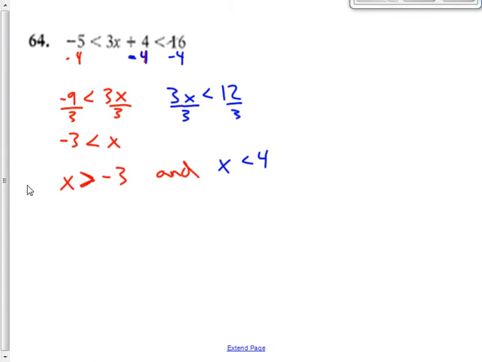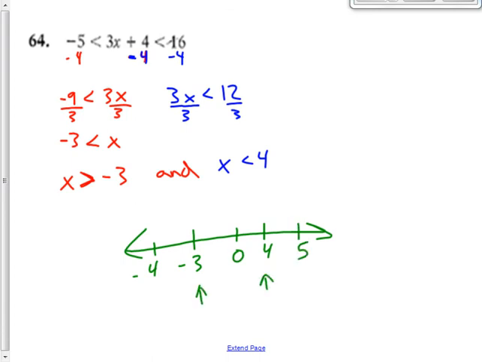So let's draw the line. I've got a -3. A number that's less than that is -4. I've got 4. A number in between that is 0. And a number bigger than 4 is 5. The -3 and the 4 are going to have the circles. X is greater than -3, that's an open circle. And x is less than 4, that's an open circle as well.